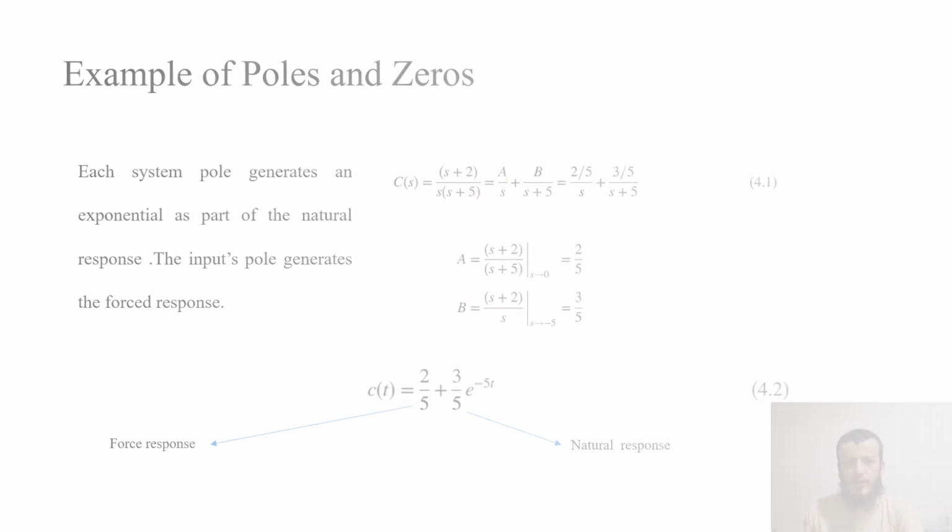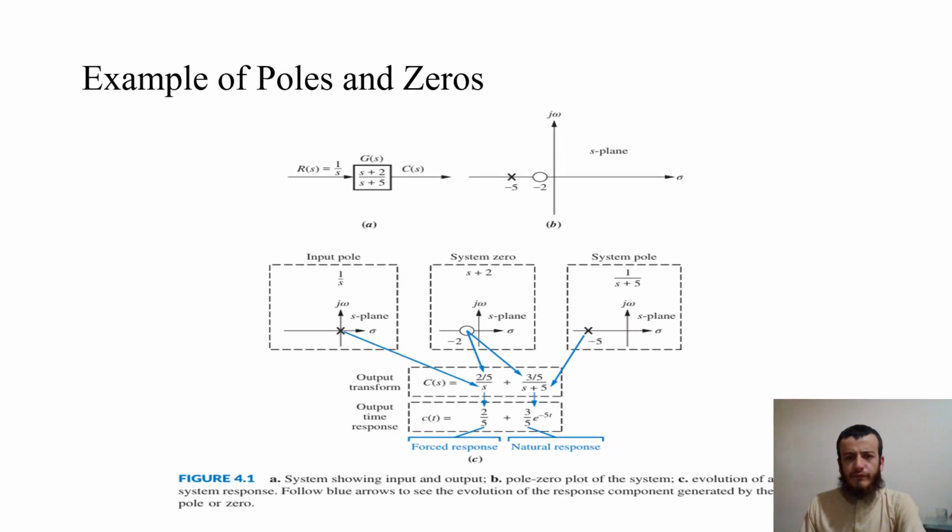Example: poles and zeros. Again, we will have a graphical or imaginary representation. Look at this, taken from the book. We have a simple system like this. We have an input R(s), that is the input pole. Then we will have G(s), and we have the value of G(s).